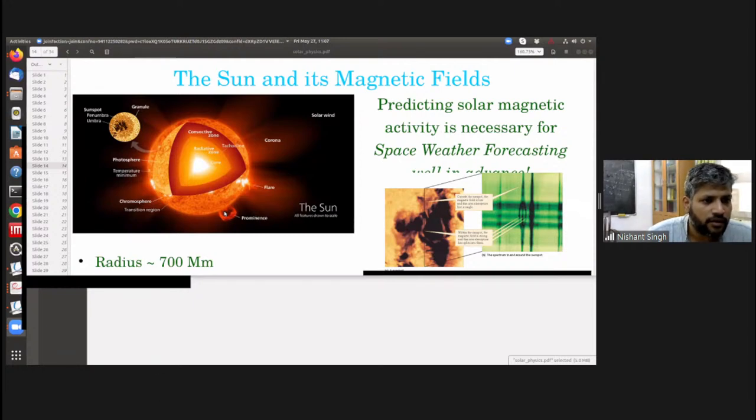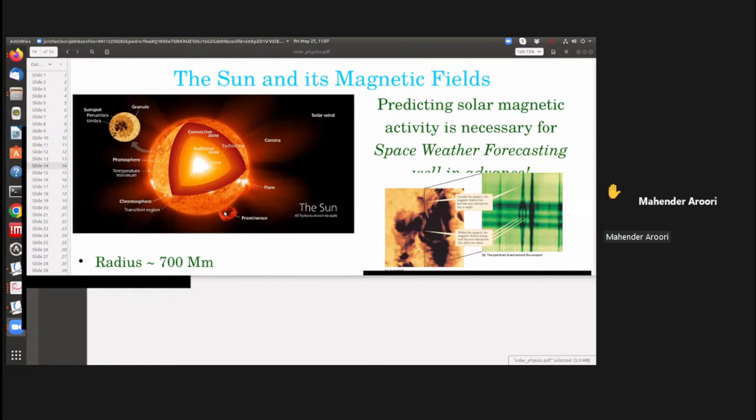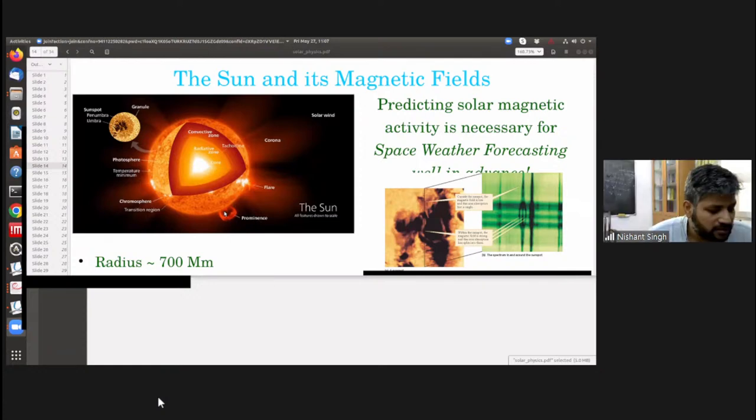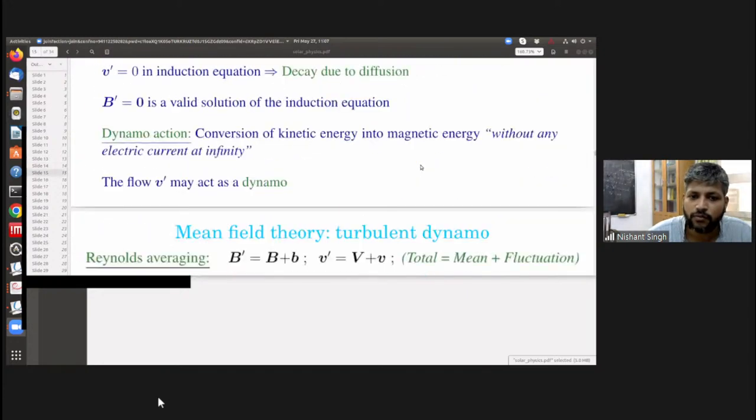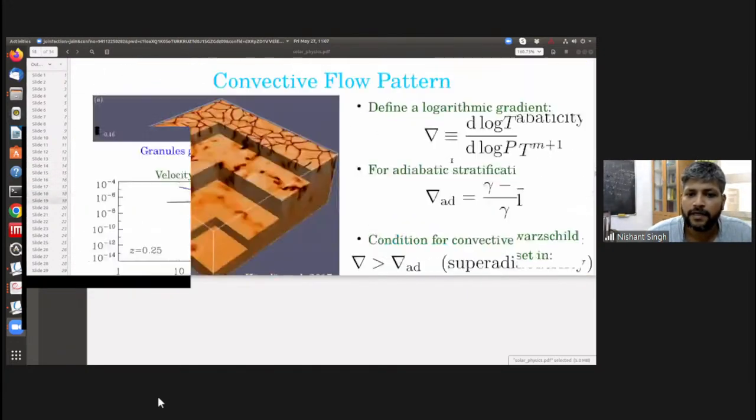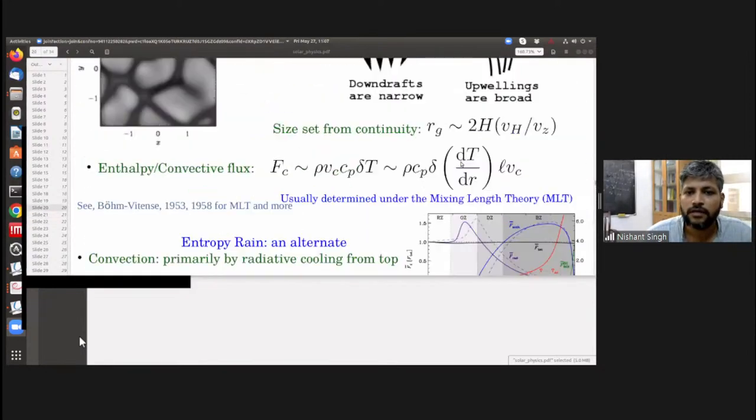Sir, why does the granule size increase with depth? That has to do with mass conservation, because the density is increasing as you go downward. If you apply mass conservation, I think I have even given you the formula. The scale height and density are both increasing with depth. Typically, the granule has a vertical size of the order of the scale height.